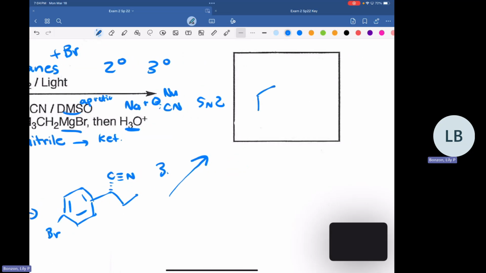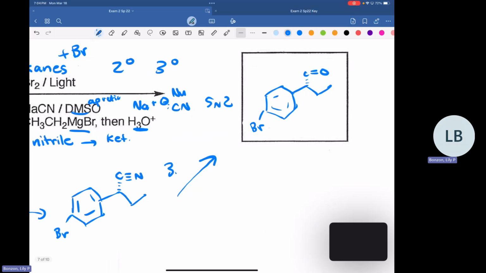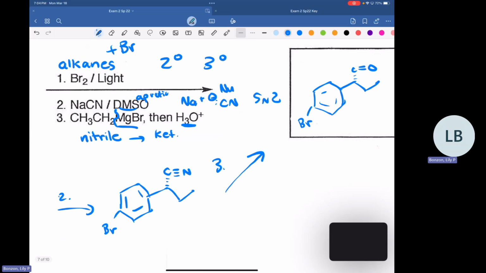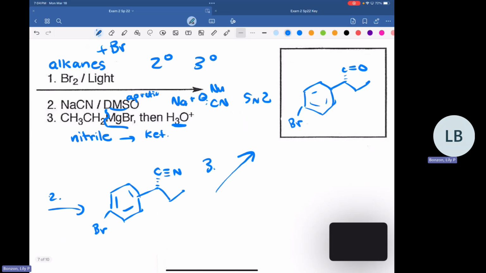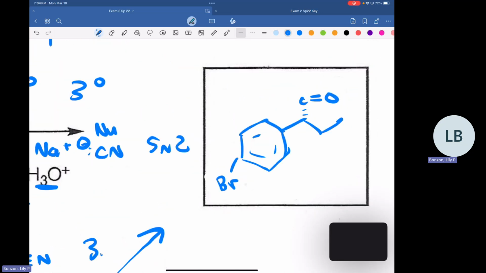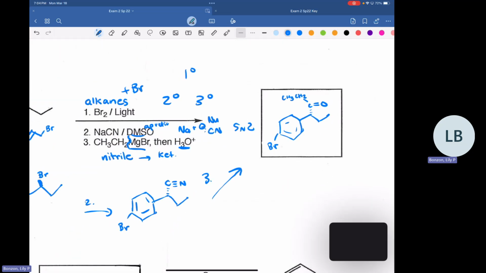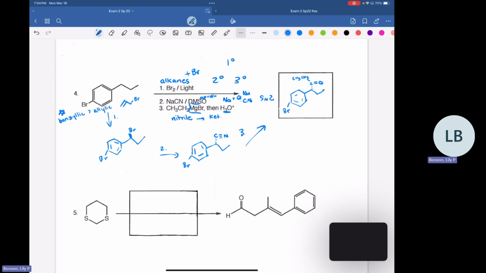So we've got our structure here. Again, you don't really need to worry about stereochemistry, but if you really wanted to, just to be safe. And then the other side of the ketone is just going to come from the alkyl part that's on the Grignard reagent. So in this case, we're going to be adding CH3CH2. All right, there you go. Any questions on that one?